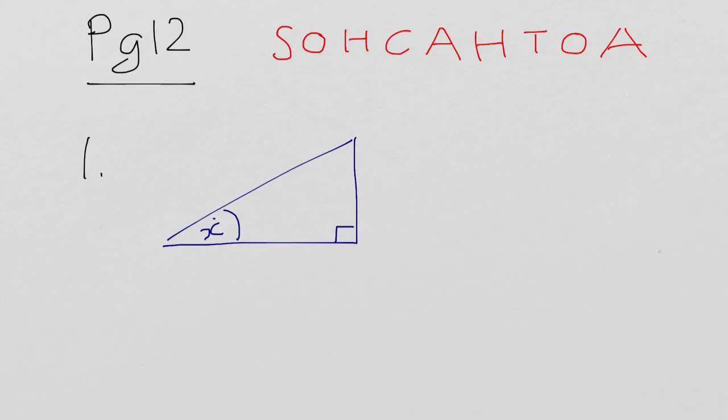Okay, moving on to page 12, question 1. You're given a triangle and you need to find the value of the angle, so we need to use SOHCAHTOA. Remember, sine is opposite over hypotenuse, cosine adjacent over hypotenuse, and tan opposite over adjacent. In this problem, we are given this side and this side. So A is your opposite and B your hypotenuse.